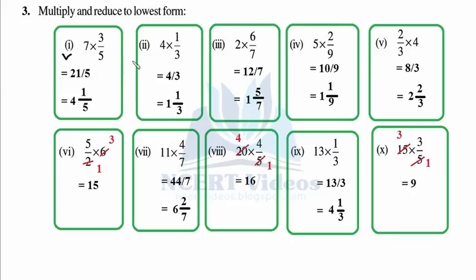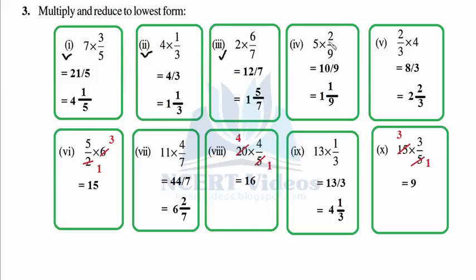Now second, 4 into 1 is 4, easy. 3 into 1 is 3, 4 over 3. Now 3 ones are 3, so 1 whole part and the remainder was 1 over 3. This is your second. Third is 6 twos are 12 and 7 ones are 7, therefore 12 over 7, and now 7 ones are 7 and remainder is 12 minus 7 is 5, so 5 over 7. That is your third.